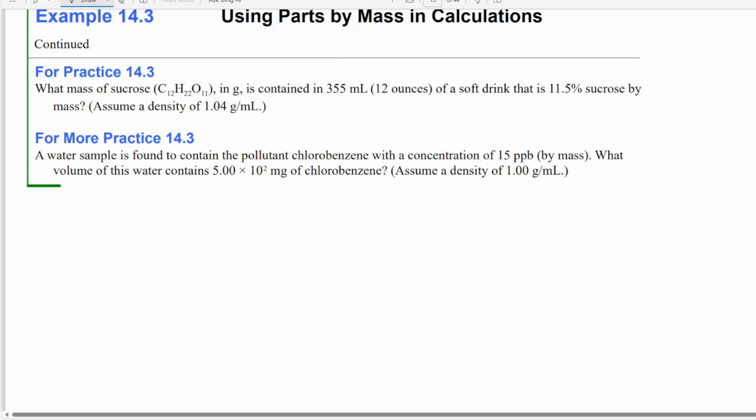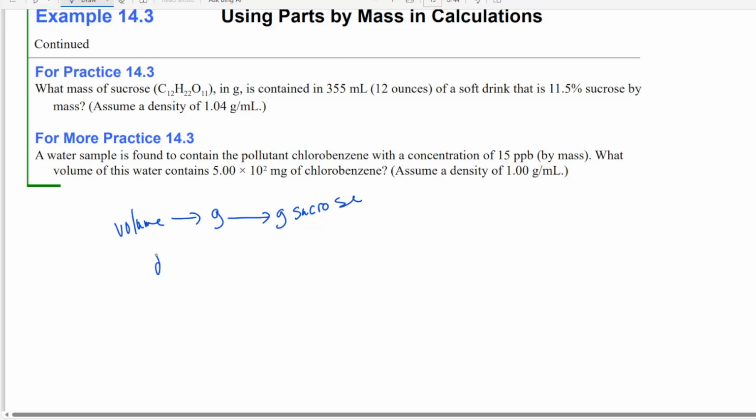Now we'll work for practice 14.3. What mass of sucrose in grams is contained in 355 milliliters of a soft drink that is 11.5% sucrose by mass? Assume a density of 1.04 grams per milliliter. So this is basically the previous problem in reverse. We're starting with volume. We're going to use the density to convert to grams. Then we'll use the percent by mass conversion factor to convert from grams of solution to grams of sucrose.